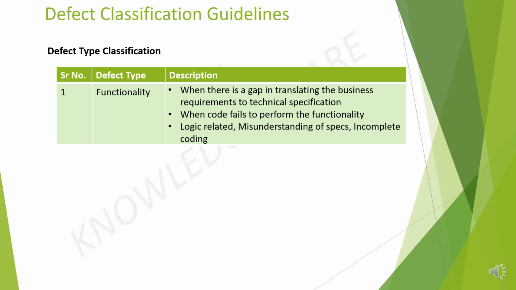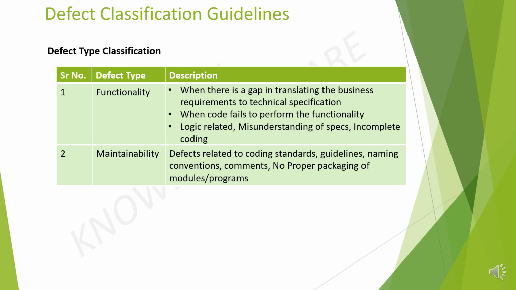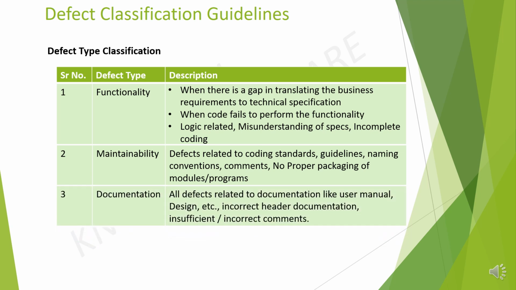Category number 2, maintainability. It covers the areas of defects related to coding standards, guidelines, naming conventions, comments, and related to no proper packaging of modules or programs. Category number 3, documentation. It covers the areas of defects related to documentation like user manual, design, etc., and also covers the areas of incorrect header documentation and insufficient or incorrect comments.